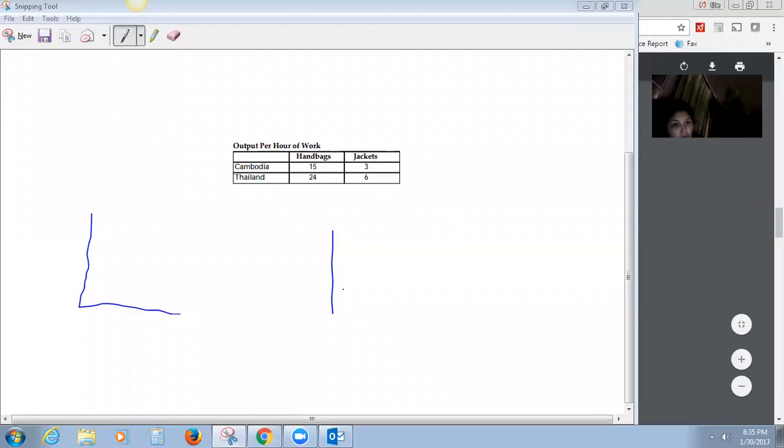All right. So two countries, Cambodia and Thailand. Both of them can produce both goods. Who should produce what? And obviously, like we said before, let's see, my pen. Sorry to switch colors.